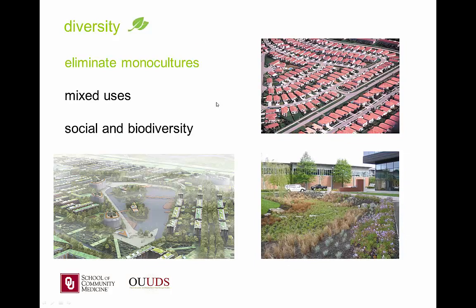Ask any ecologist, and they will tell you that the most robust ecosystems have a high amount of diversity. Our cities should too. We need to eliminate monocultures where all the buildings and uses are identical. Likewise, we need to replace turf lawns and asphalt parking lots with a wide range of plants and animals to reconnect us with nature.